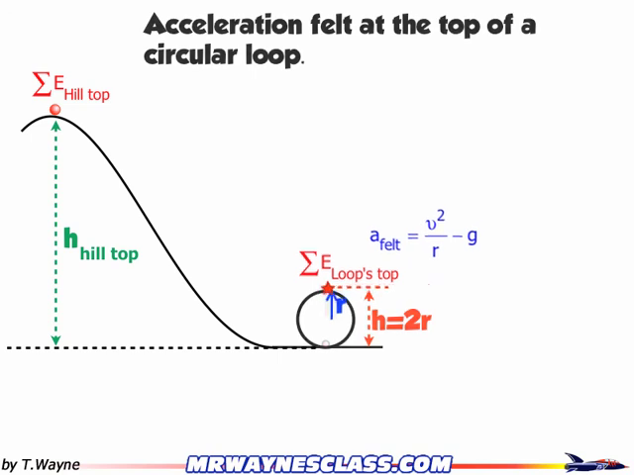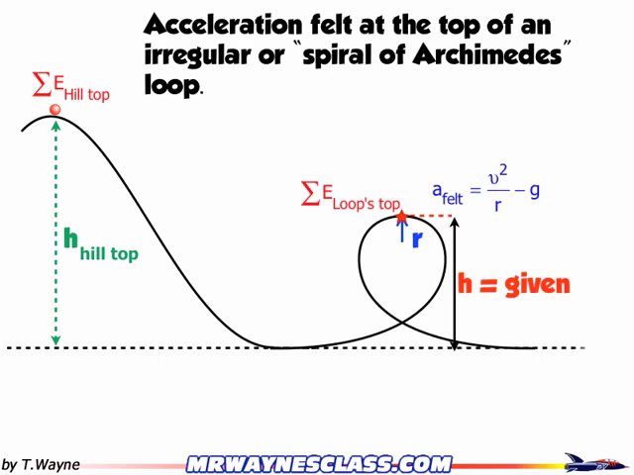Last type of problem, what if it's an irregular loop? So this could be a clothoid loop or even a spiral of Archimedes, some kind of irregular shape like this. In this case, you have to be given more information. You can't just double the radius. So I need to know where that height is, and I need to know the radius. So the height would have to be given, and then I would use my energy equations to figure out what the speed is, and then use the acceleration that's felt is equal to v squared over r minus g.